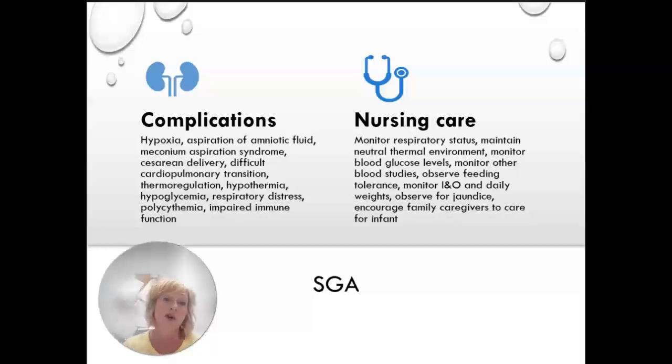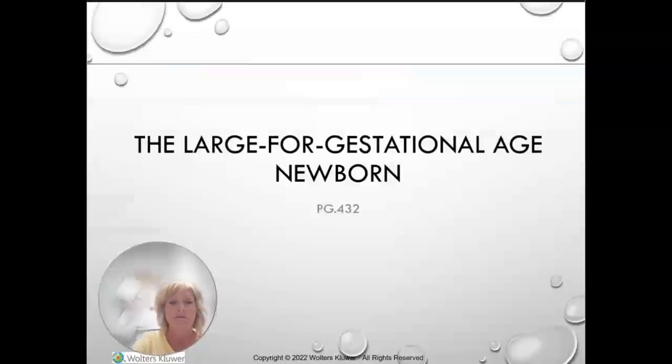If their respiratory rate is over 60, we're not going to be able to feed them orally because they can't suck and breathe at the same time. So aspiration is going to be a higher concern. Monitor their I&O very strictly. Daily weights on these babies. Look for jaundice. Encourage your caregivers to come and see the babies and look for the babies.